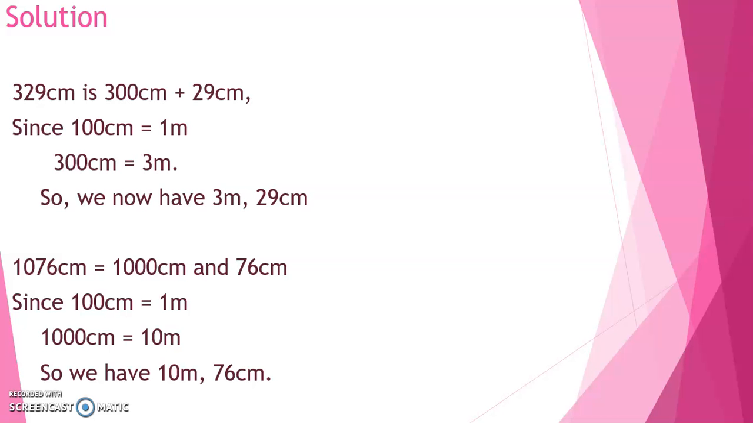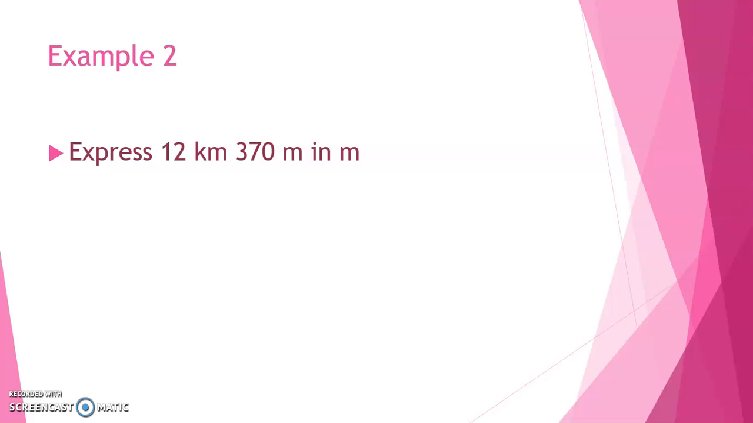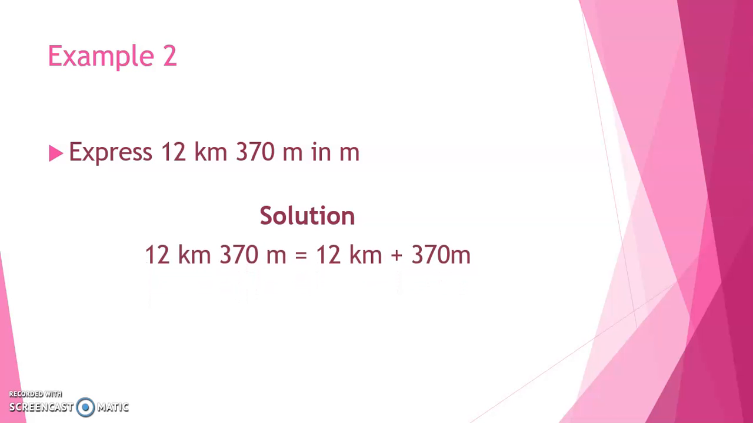Let's look at another example. Express 12 kilometers 370 meters in meters, meaning express this only in meters. Let's look at the solution. 12 kilometers, if broken down, is 12 kilometers plus 370 meters. So, this is now 12,000 meters.